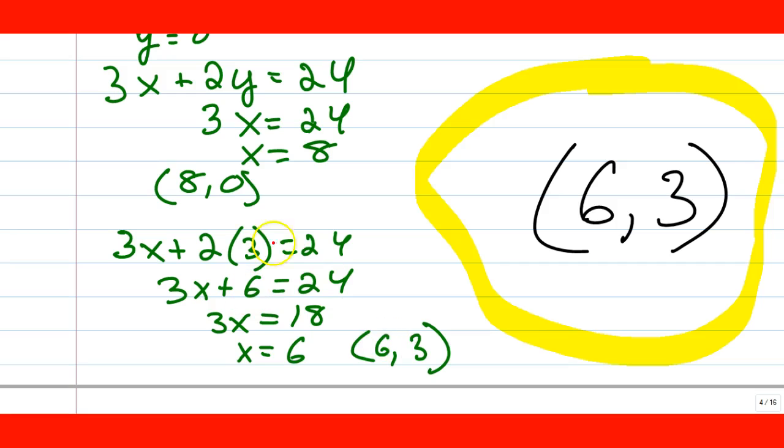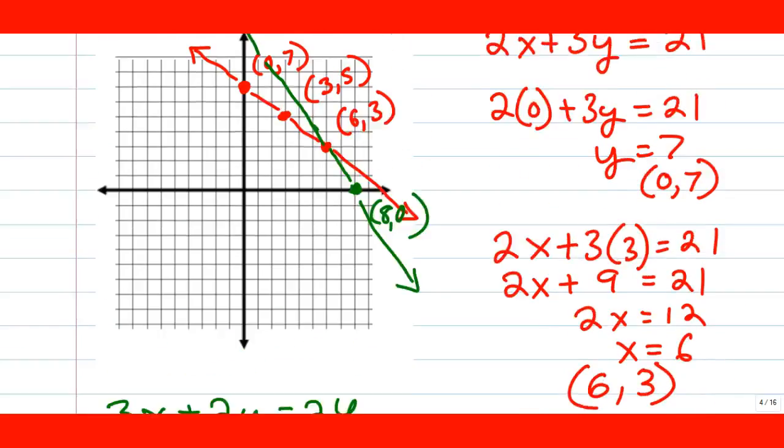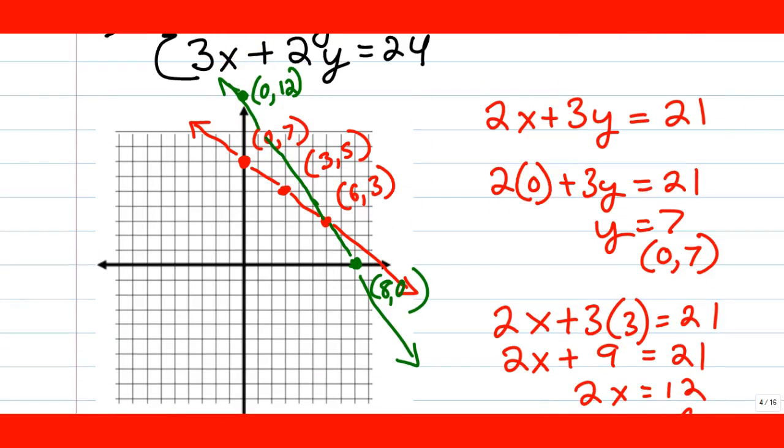So I'm going to choose the 3 for the y, and I plugged it in here to see if it works, if it gets me a 6. So I plugged it in. 2 times 3 gets a 6 here. So I have 3x plus 6 equals 24. Subtract the 6 off both sides so that I'm left with 3x equals 18. Divide by 3, and it creates a 6. So I have 6, 3. So when I look back, it graphs on the green line that I created, but it also graphs where it crosses the red line. So this 6, 3 is the answer.